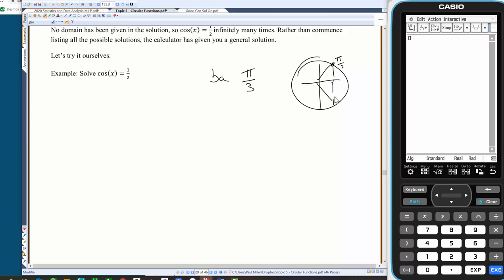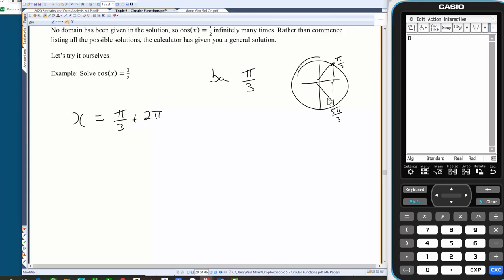And the other time it'll be a half is at, what's that? That's 5 pi on 3. Okay. So I can start to produce my general solution. So x is equal to pi on 3. And then I'm able to generate subsequent solutions after that by going around again, by moving one complete revolution around, and I'll get another solution. So you can get another solution by adding 2 pi.